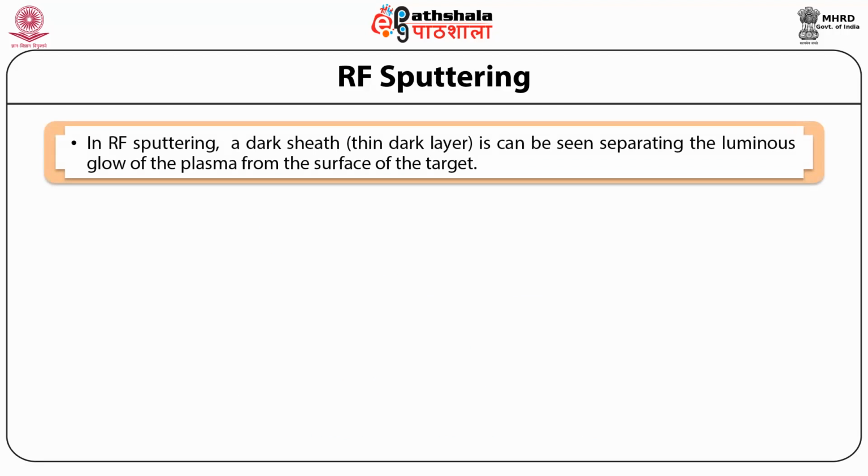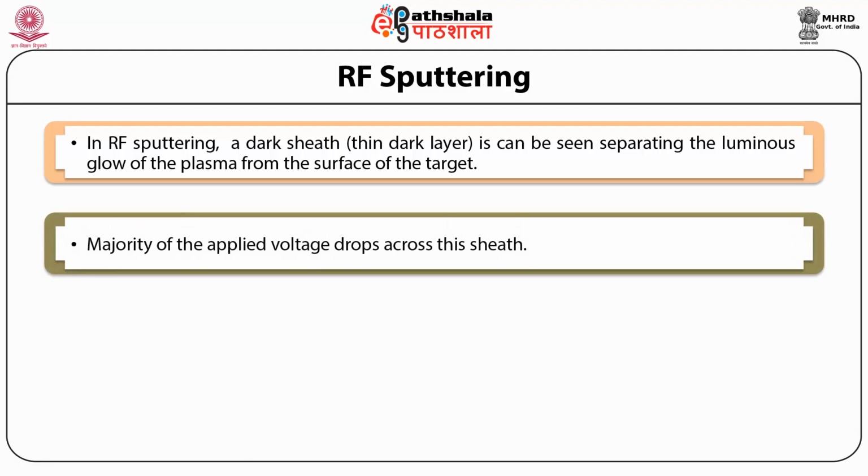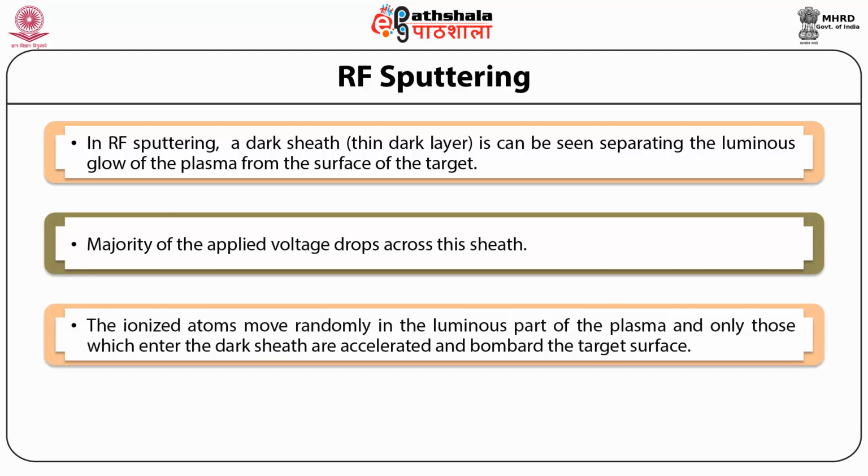In RF sputtering, a dark sheath or thin dark layer can be seen separating the luminous glow of the plasma from the surface of the target. The majority of the applied voltage drops across this sheath. The ionized atoms move randomly in the luminous part of the plasma, and only those which enter the dark sheath are accelerated and bombard the target surface.